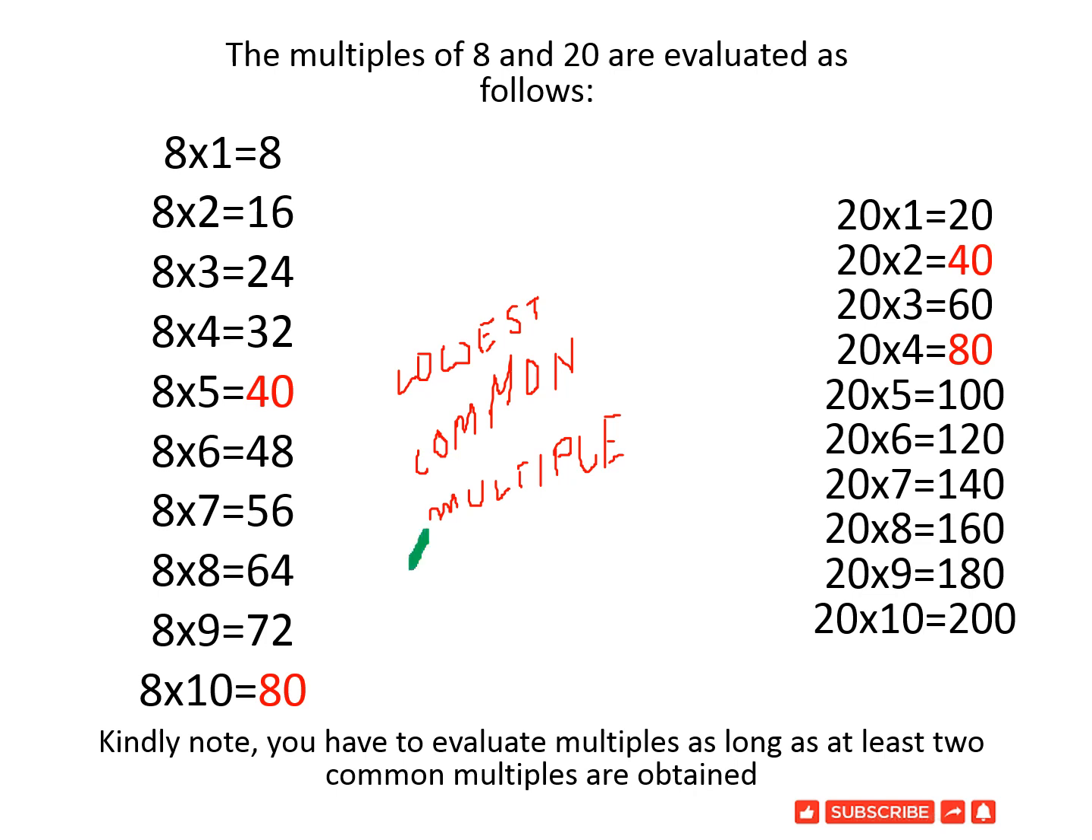Here we have already evaluated the first one, multiple. You can see on both sides we have evaluated the multiples. Now we have to evaluate the next word, common. So on both sides, what are the common multiples? Here I have already marked them in red color. This is 40, so 40 is on both sides. 40 is one common multiple. Another one is 80; on both sides we can find 80.